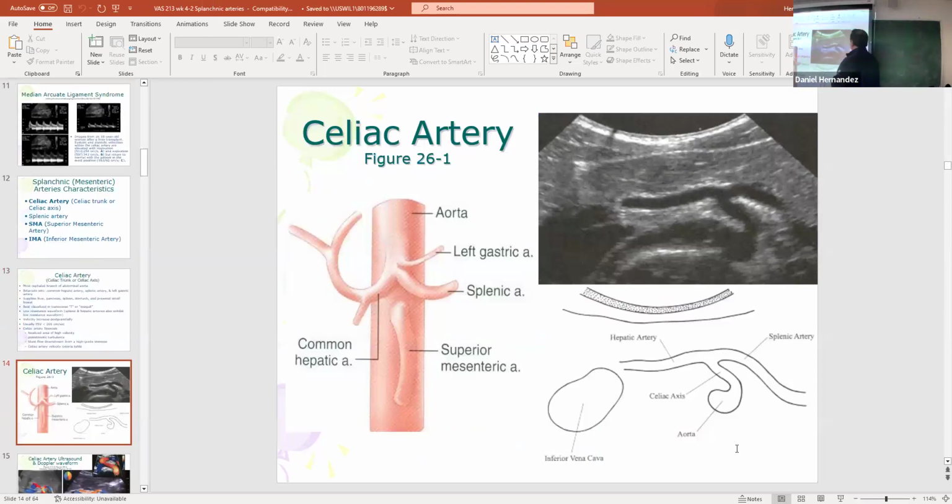You guys have seen this picture in your ultrasound scanning and in your textbooks. It's our transverse aorta with the celiac artery coming off anteriorly and then branching into the common hepatic artery going to the right towards the liver and the splenic artery going out towards the patient's left.